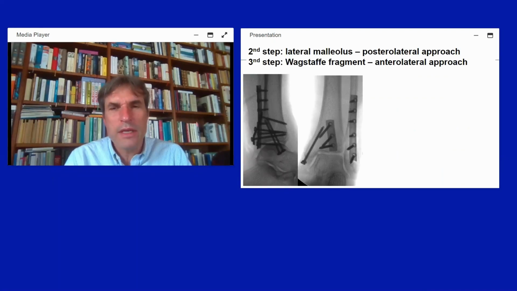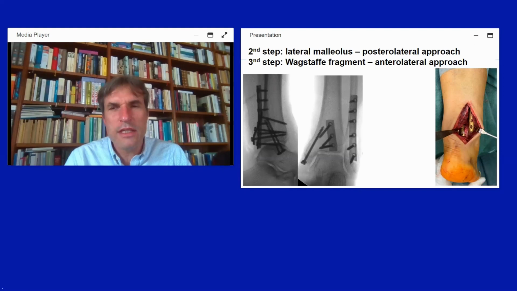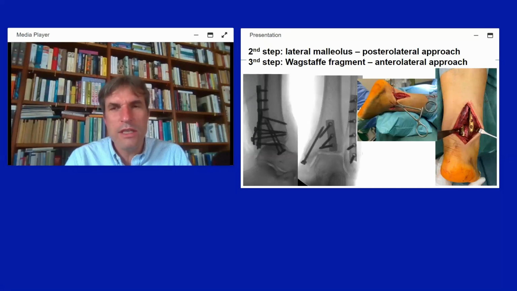Then the second step is the lateral malleolus, and in this case here, we did it via the same approach from posterior. And typically, there is not much work to do with the reduction. You have to be sure that it's nicely brought out to length and that there's no lateral displacement. And the posterior anti-glide plate, this has been shown many years ago by Artminoli and others, brings more stability than a lateral plate. And it brings the same stability, by the way, as a locking lateral plate. Then the Wagstaff fragment is fixed with a small anterior approach.